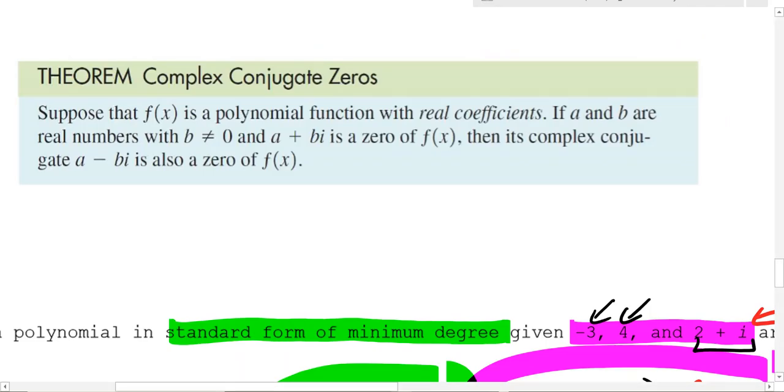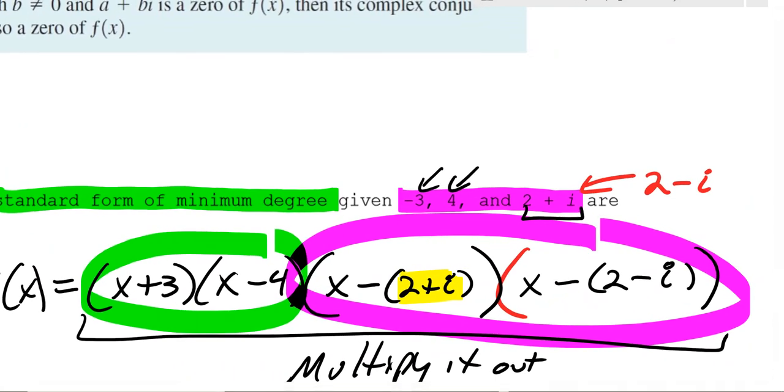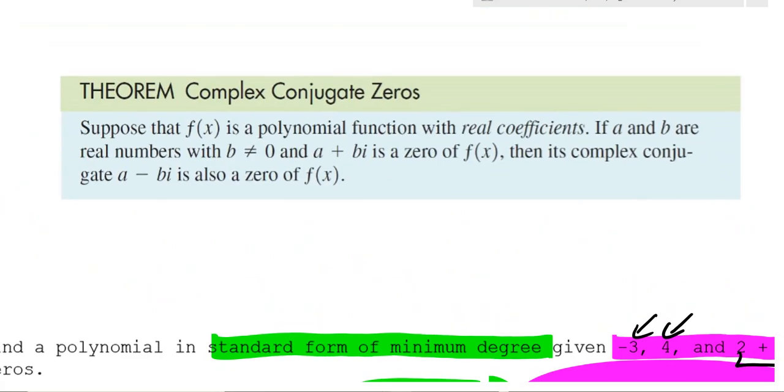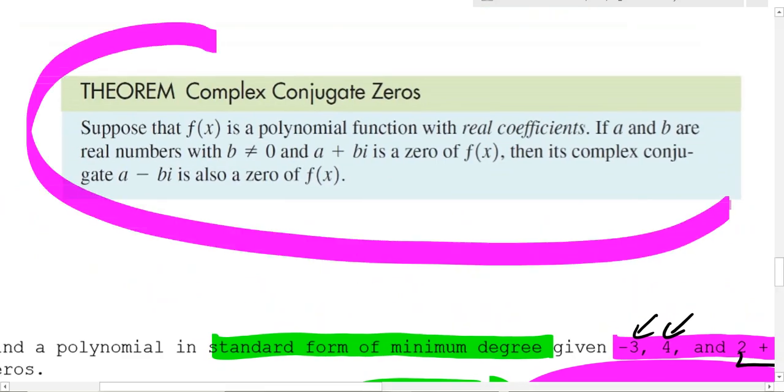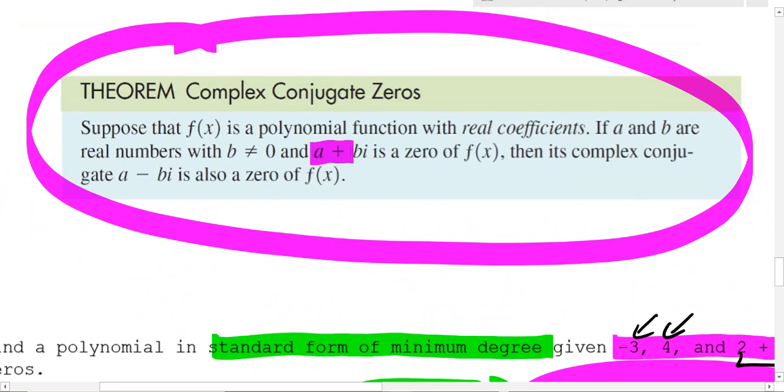And you might have been wondering why, if 2 plus i is a 0, 2 minus i has to be 0. It's because of this theorem right here, which says that if a plus bi is a 0, a minus bi is 0, and vice versa. So if it's a minus bi, a plus bi.